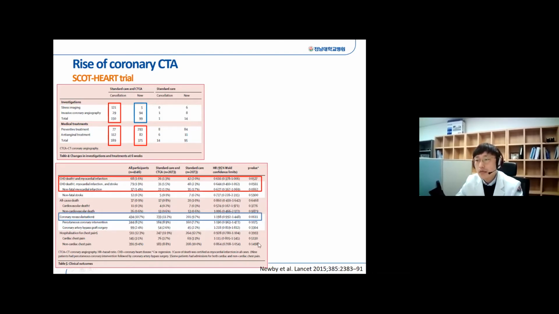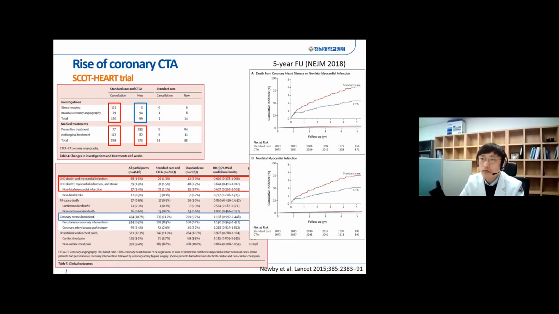And on the original paper, which was published in 2015, there was only a borderline difference of prognosis between patients with CTA and without. But in only 3 years, the 5-year follow-up data was published, and they found that the use of coronary CTA in the initial evaluation of stable chest pain was associated with significantly better long-term outcome.